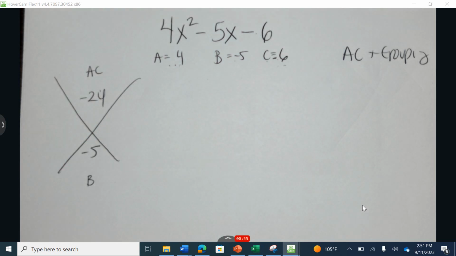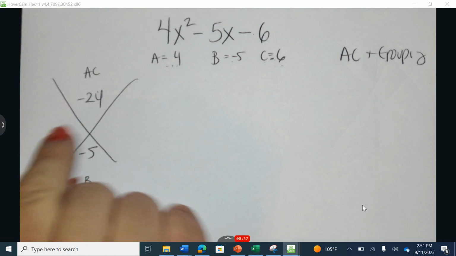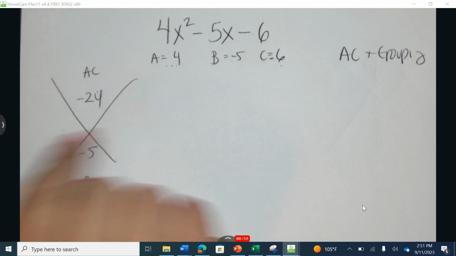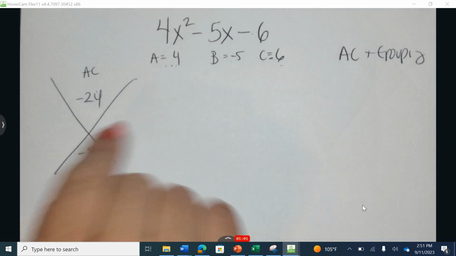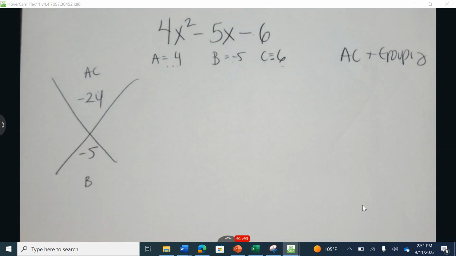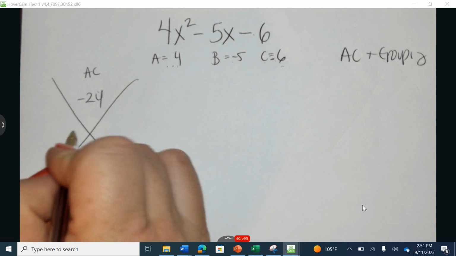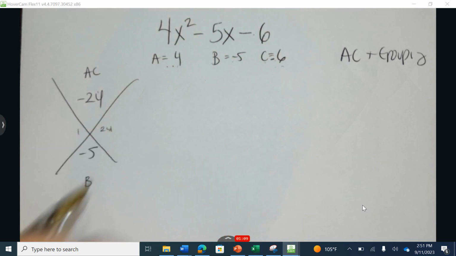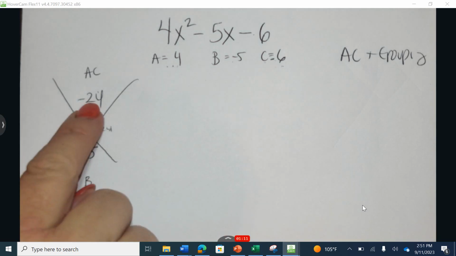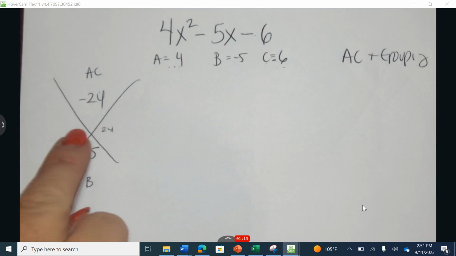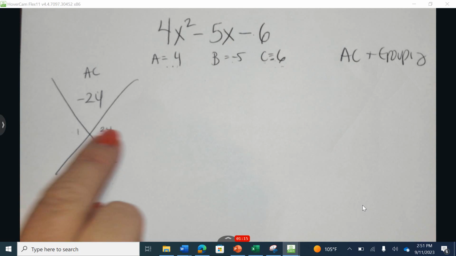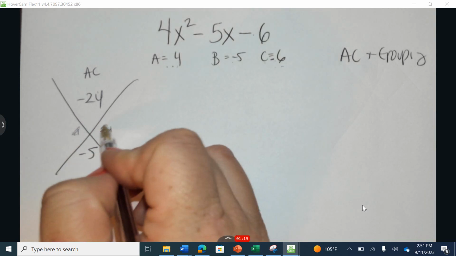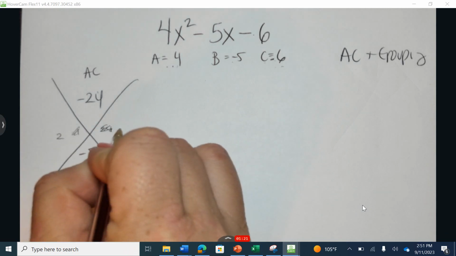Now I need to work on all these combinations that allow me to find two numbers that when I multiply them, I end up with -24, and when I combine them, I end up with a -5. So I'm just going to use guess and check here. So 1 and 24. I don't care which one is negative. If only two numbers are being multiplied and you end up with a negative, one is positive and one is negative. Now, it doesn't matter which one's positive, which one's negative. The difference of these two numbers is never -5.